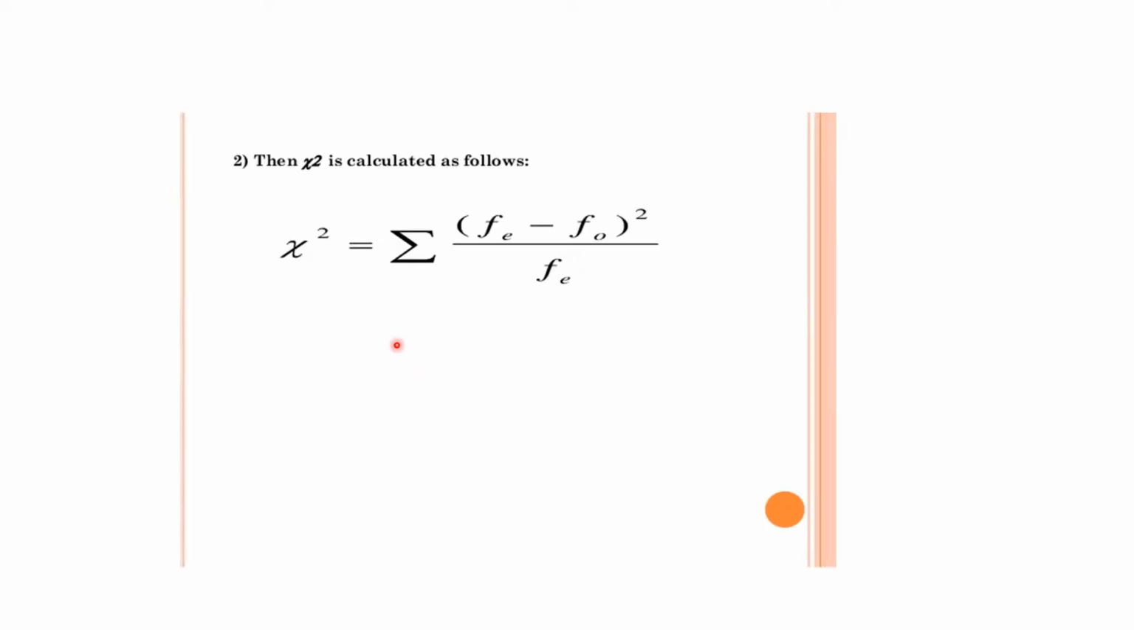Here is the formula of chi-square: sigma, the sum of, Fe expected frequency minus observed frequency, divided by expected frequency. As I explained earlier, in chi-square we need the data set in frequencies. So the symbol is also indicating the same.